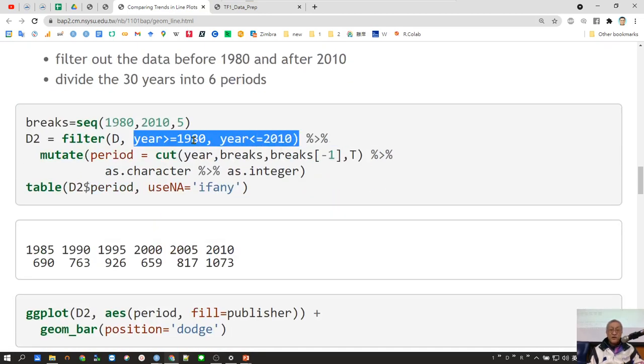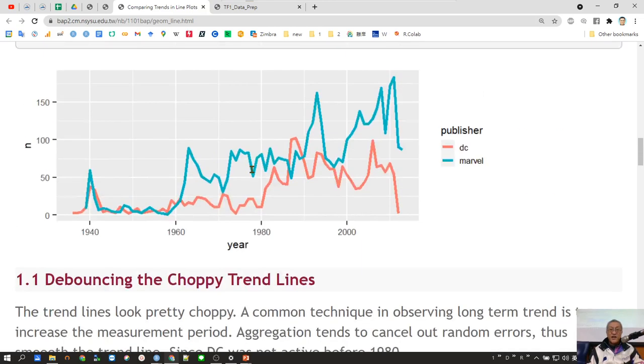So I set the break like this, and as you can see, I filter out the years before 1980 and after 2010, because before 1980 it's not comparable, right? Because before 1980 DC did not have activity. So if we want to compare DC and Marvel, the period that makes sense is between 1980 and 2010, isn't it?